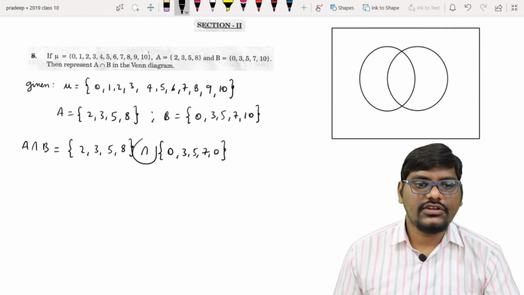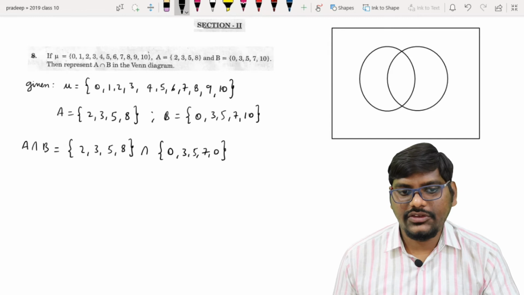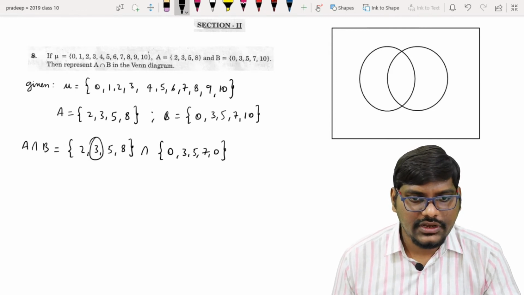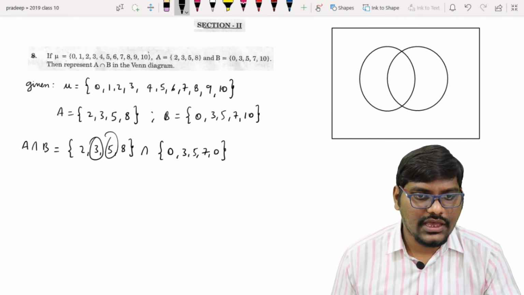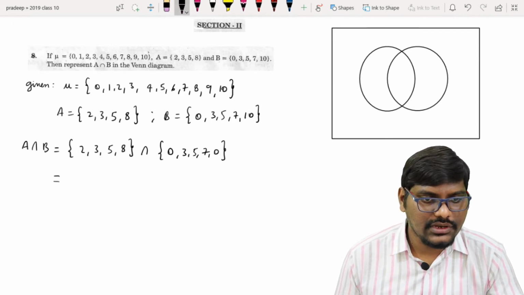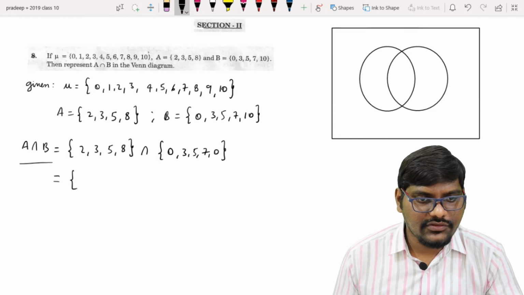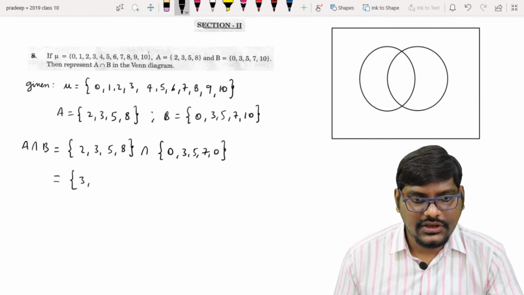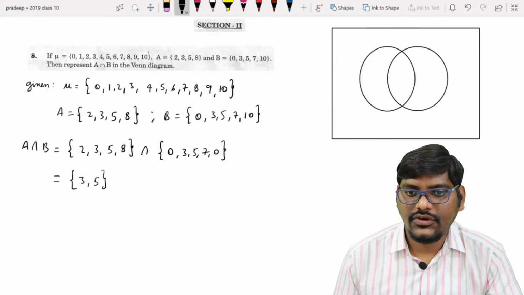Okay, intersection in the sense we should write only the common elements in A and B. What are common? See, 3 and 3 is common, and 5 is common. So only 3 and 5 are common here. So simply we can write the intersection of A and B is 3 and 5.